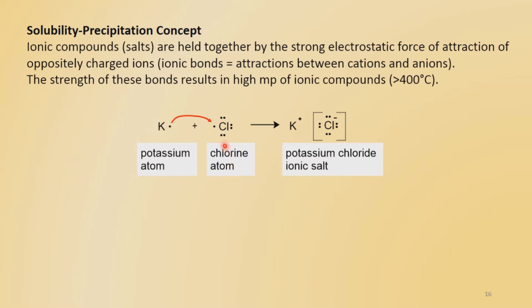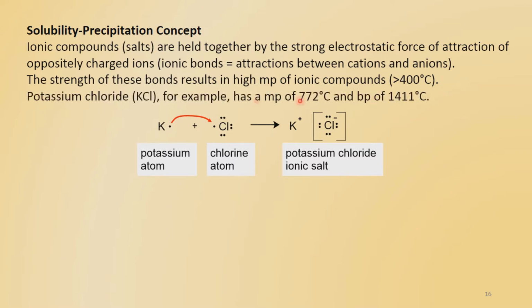Now the strength of these bonds results in a high melting point of ionic compounds, typically greater than 400 degrees C. In fact, potassium chloride has a melting point of 772 degrees C and a boiling point of 1411 degrees C. That's a lot of heat required to separate these ions. They're strongly attracted.